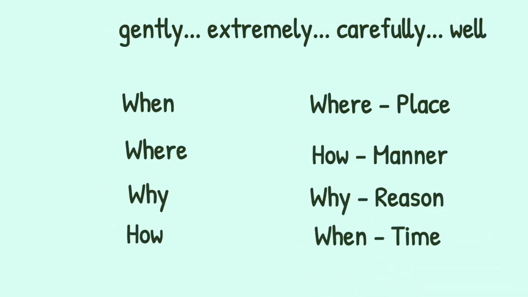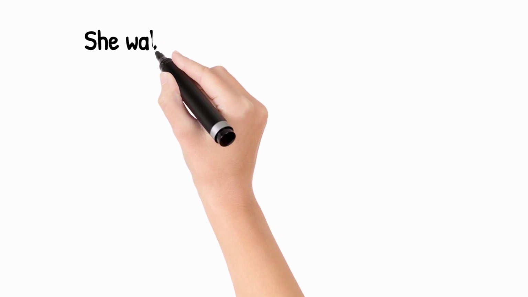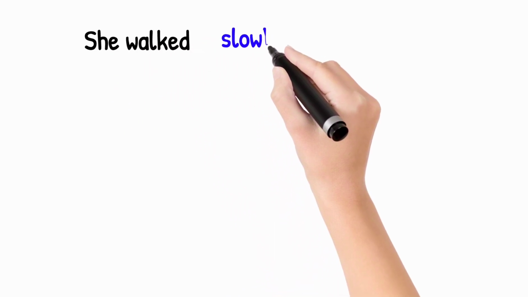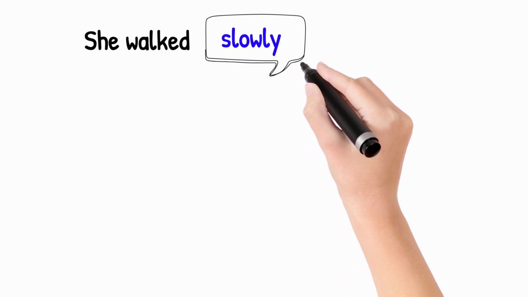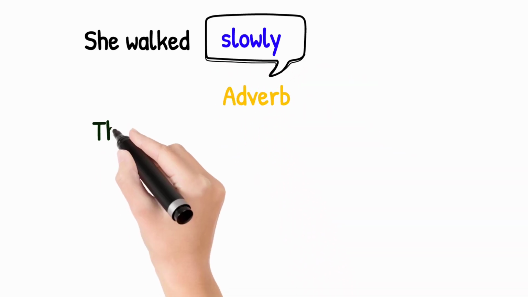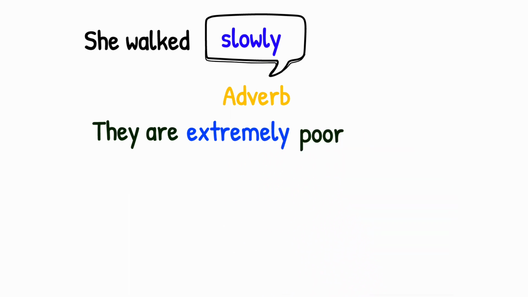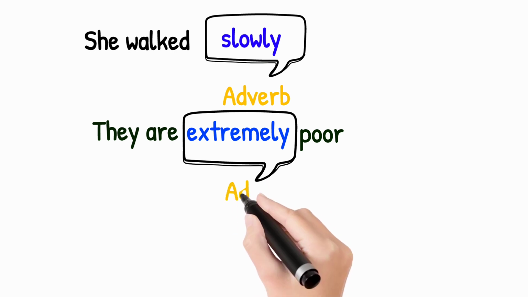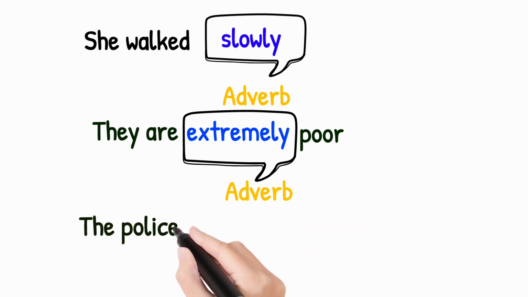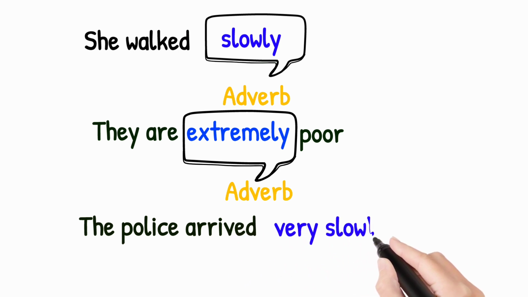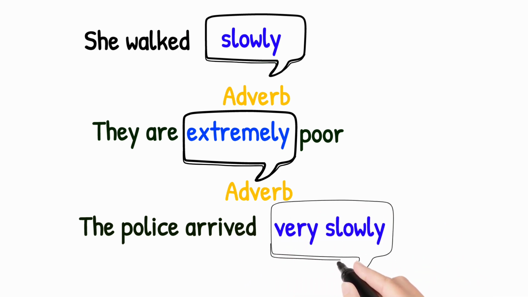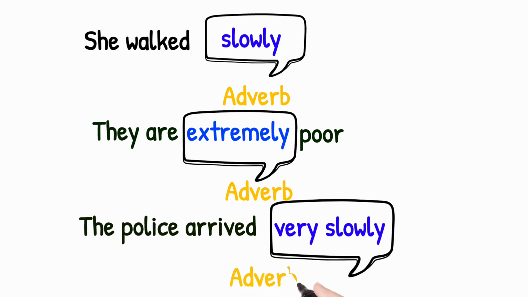Let's see an example. She walked slowly. She walked how? Slowly. So, slowly is describing the verb. The manner in which she walked was slowly. They are extremely poor. Extremely is talking about the being of the poor. What are they? They are extremely poor. It also ends with ly, so it's easy to understand that it describes the verb. Here the verb is are. Are means being. So they are being poor.